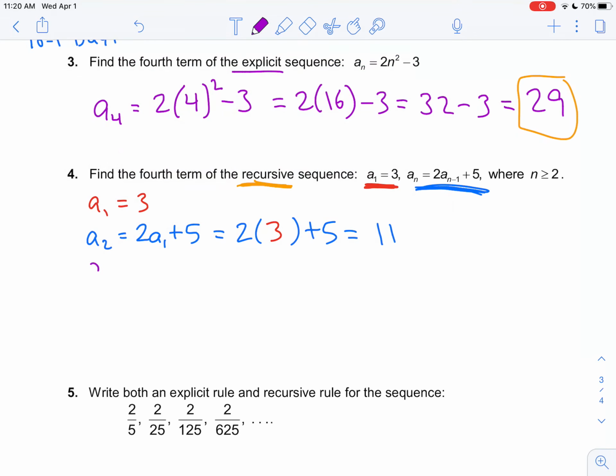Now I want to get the third term. So I'm going to go 2 times the previous term, which is a sub 2, plus 5. So 2 times some input plus 5. And my 11 was written in blue, so I'm going to put that input right there. And that's 22 plus 5, 27.